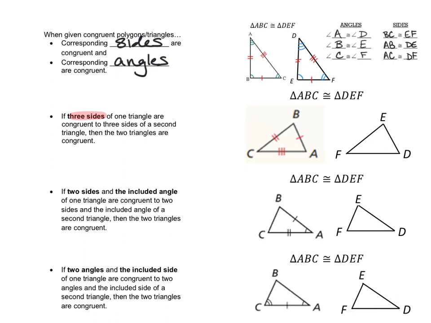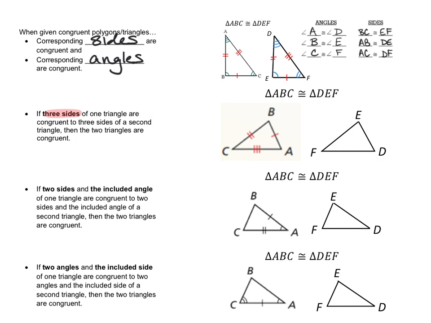So if you have a picture that is marked like this, where both triangles have a side with one tick mark, two tick marks, and three tick marks, indicating that they're congruent to each other, we can say that these triangles are congruent by side, side, side. That's how we're able to prove that they're congruent. If all the sides are marked correctly, then the triangles are congruent.